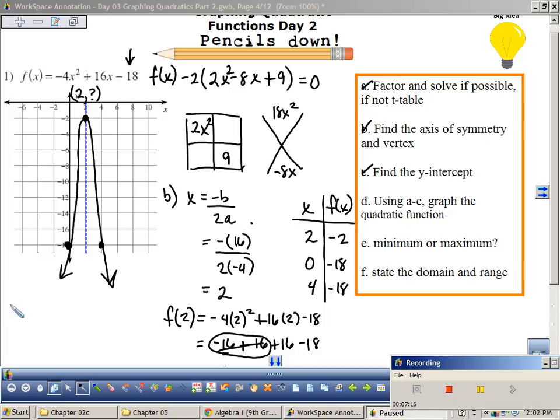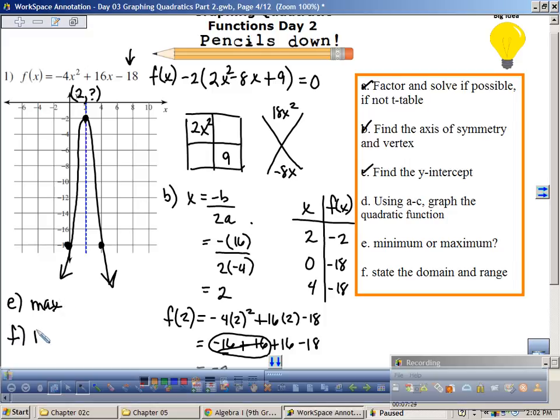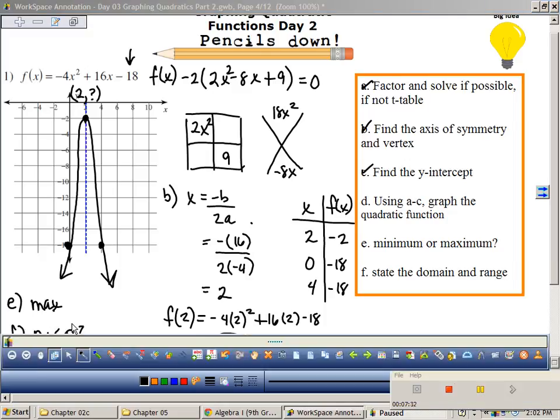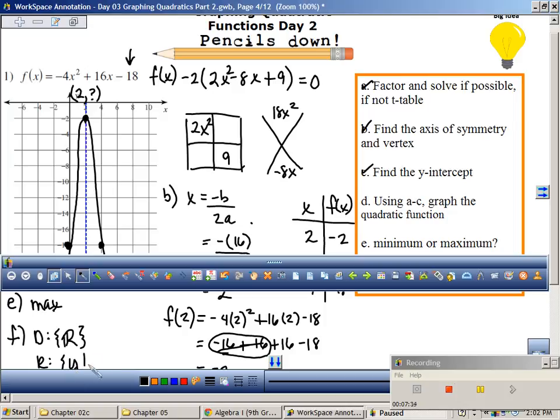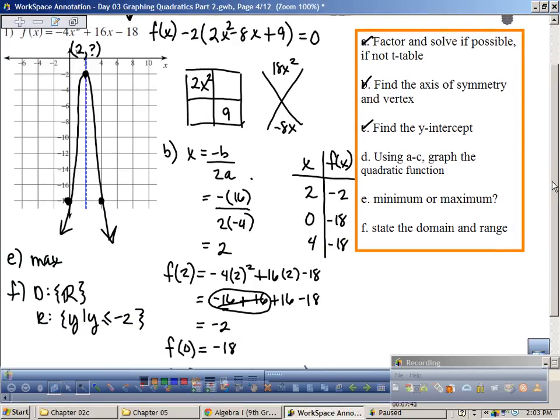Sorry, let's finish it. So E would be minimum or maximum? Maximum. And F would be my domain and range. My domain is? You guys got this. All real numbers. And my range is? You guys got it. You were all scared of that before, and you're doing so much better.